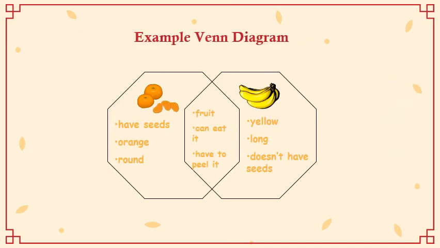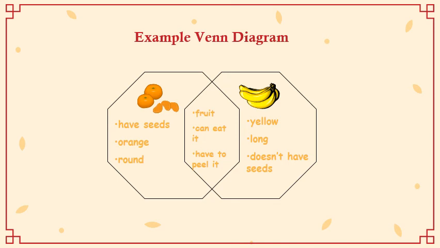Example of the Venn diagram. How do I fill in the Venn diagram? Let's take the same example for oranges and bananas. Pay attention, in the Venn diagram or in any other organization or chart, I don't use complete sentences, I use phrases. For example, now in the middle, I need to write the similarities between oranges and bananas. What are the similarities? Fruits. Both are fruits, so I write fruits. Can eat it. We can eat them both. Have to peel it. So, fruits, can eat it, have to peel it. So this is in both.